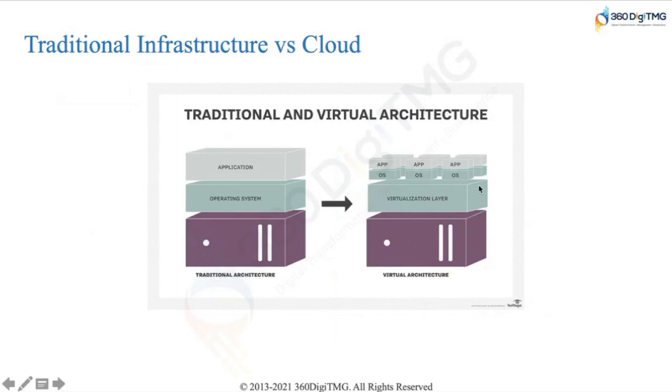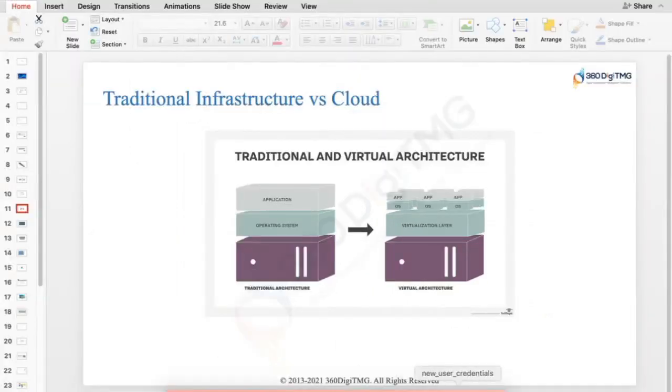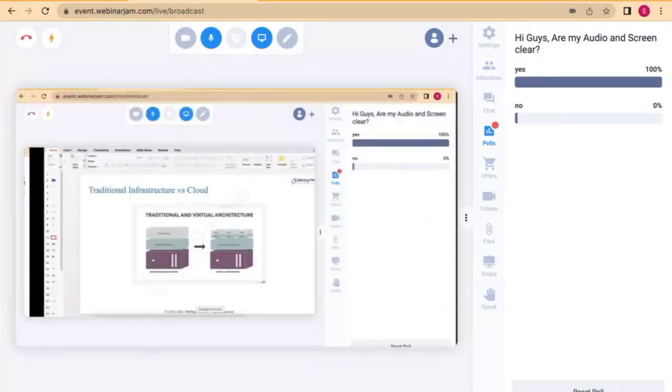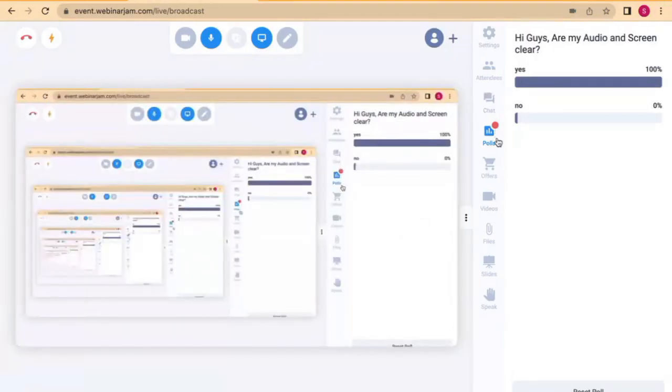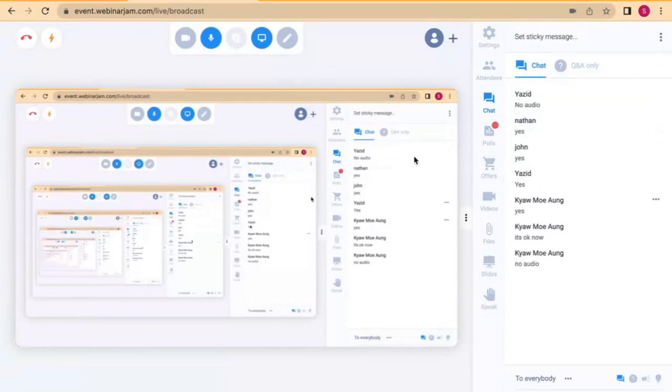Okay, and also let me check the chat box once. I'm not able to see it when I share my presentation. Let me check once. Okay, let me go back.